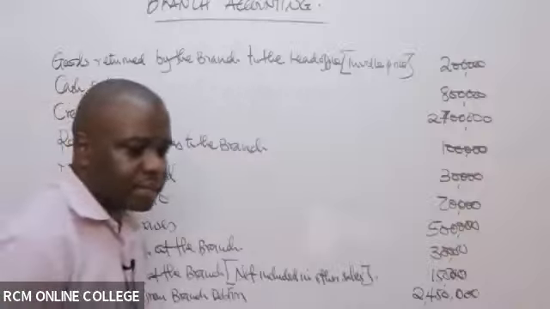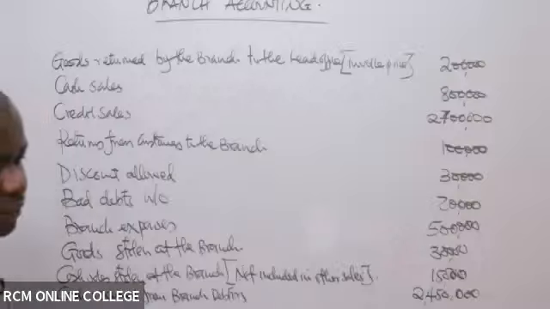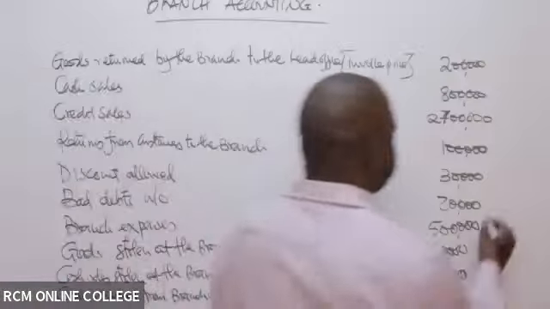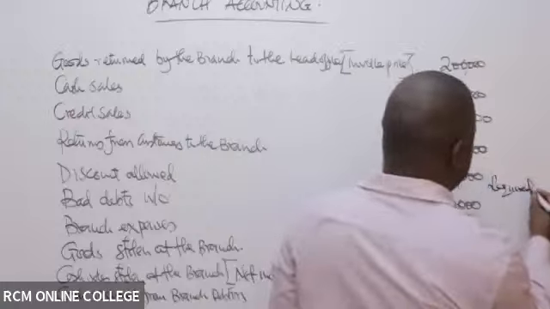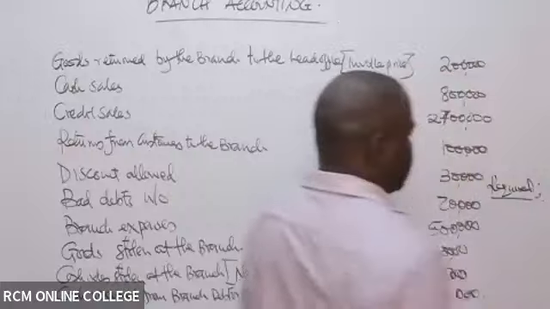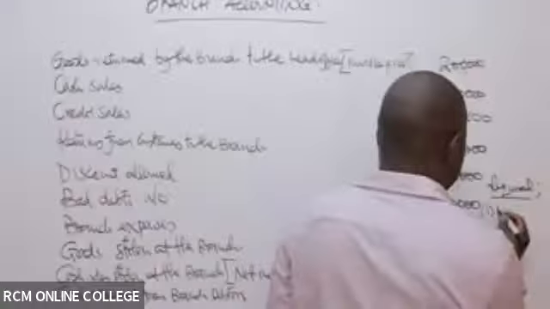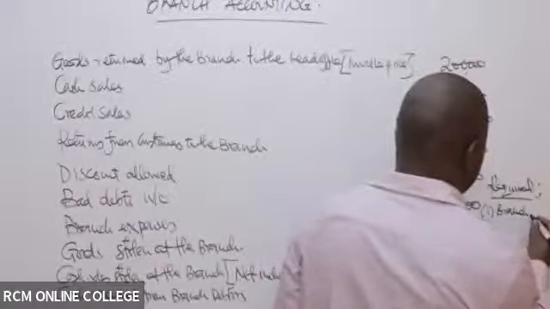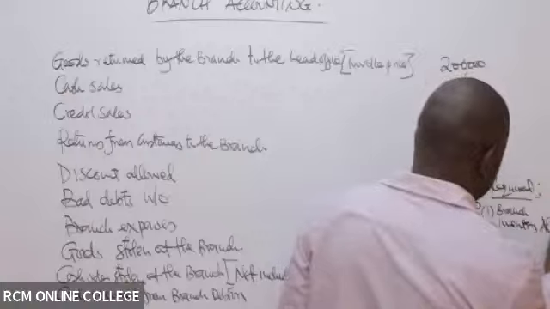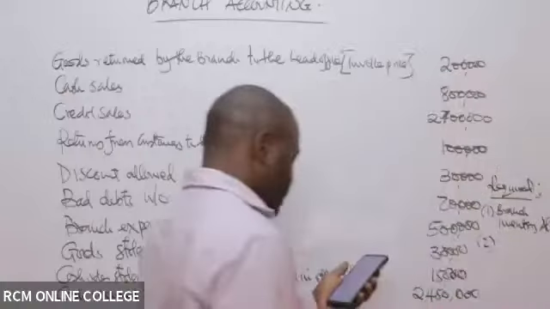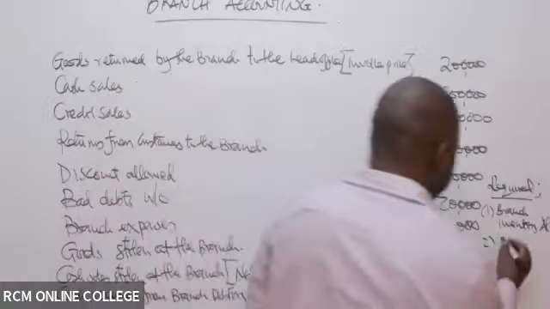We are therefore called upon in this case by the required. What are we required to prepare? Required number one, they want you to prepare the branch inventory account. Number two, they want you to prepare the branch markup account.